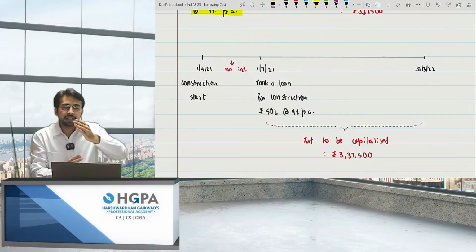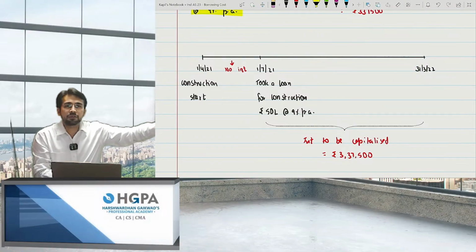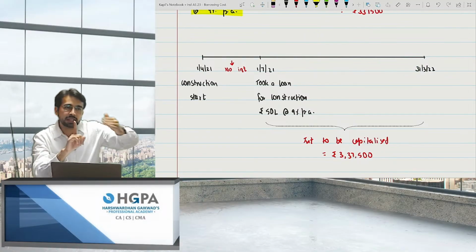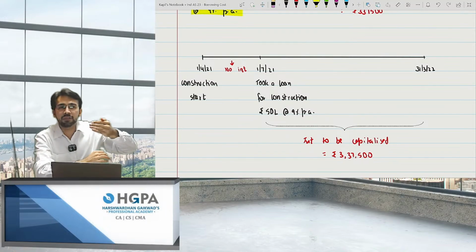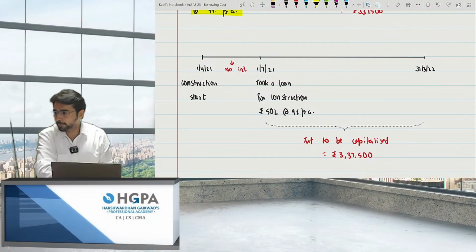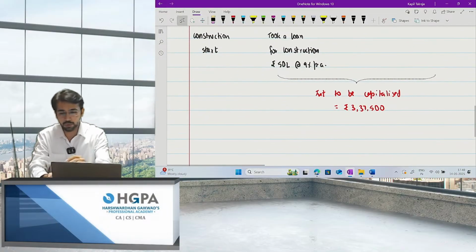Whichever date is later, you will have to start from there. If the loan is taken at a later stage, we will start capitalizing from there. If the asset construction is started at a later date, then you will start from the later date, not from the initial date. Okay, these are the 2 points. I hope the point is clear. Moving ahead to the next question.